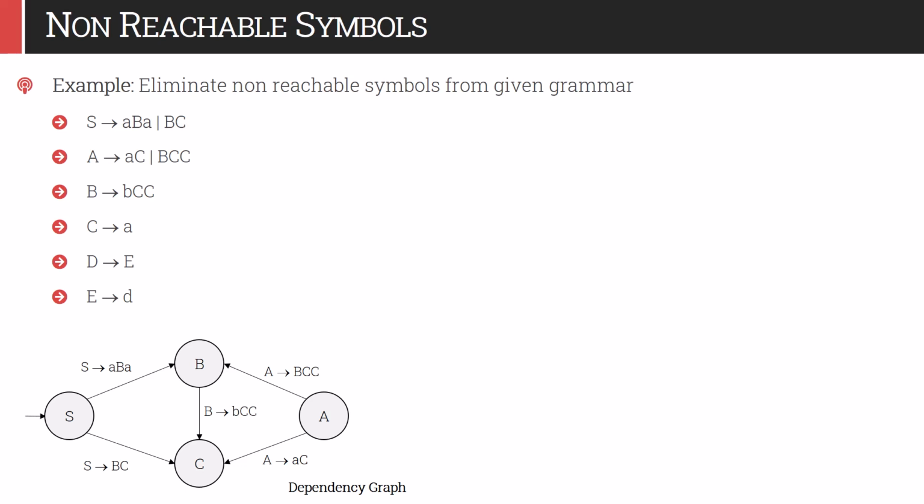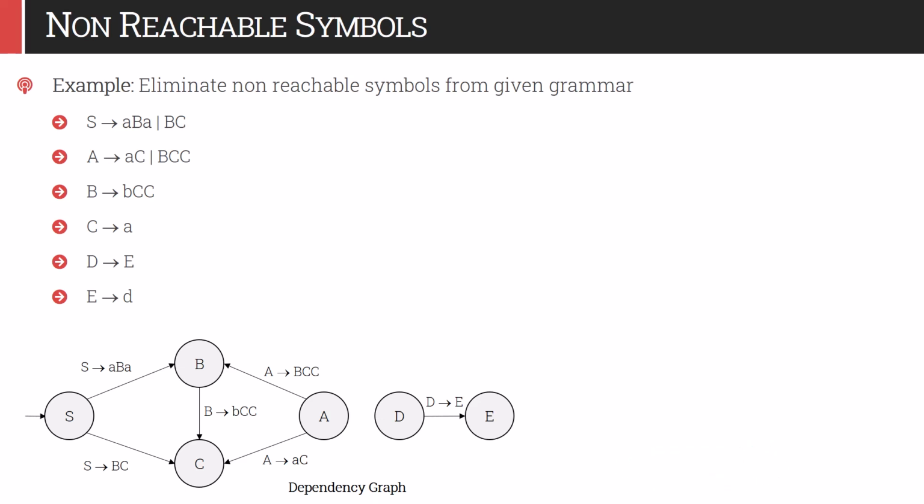Then we have a production of the form C gives alpha A, but A is a string of terminals, so we don't have to draw any arc for that. Then D derives E. So from D, we are going to E, by reading the production D gives E. And E derives D. Again, D is all terminal symbols, so we don't have to put any arc for this. So this is the final dependency graph.